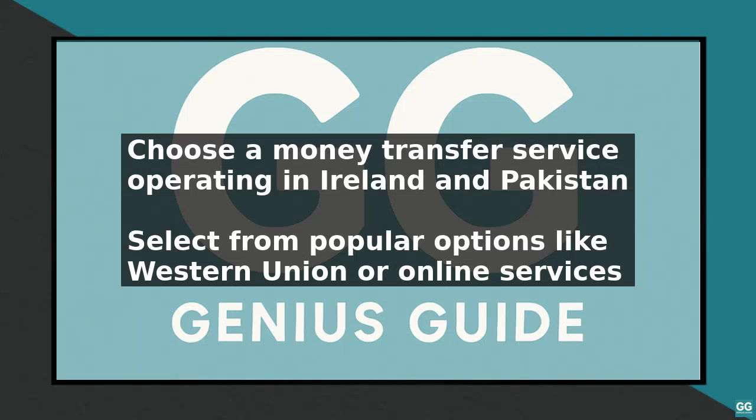To send money from Ireland to Pakistan, you will need to follow a series of steps. First, you need to choose a money transfer service that operates in both countries, such as banks, online money transfer services, or currency exchange offices. Popular options include Western Union, MoneyGram, and online services like TransferWise or PayPal.